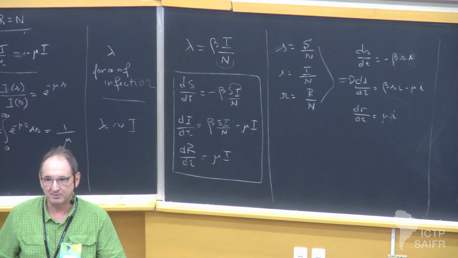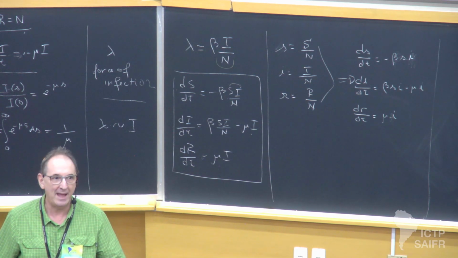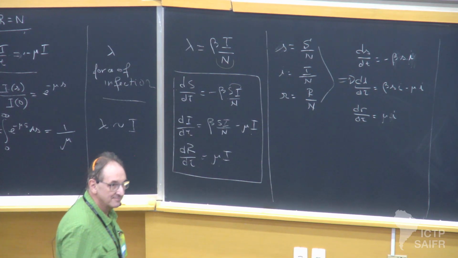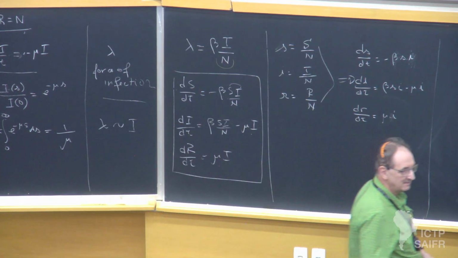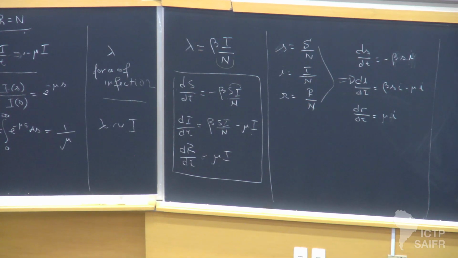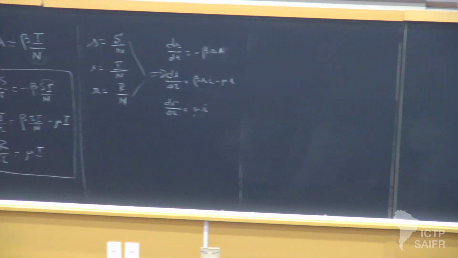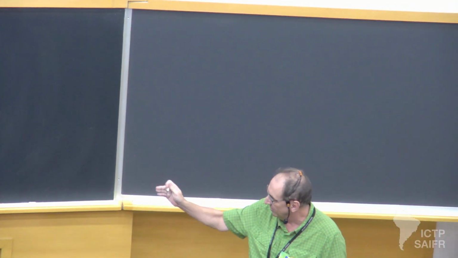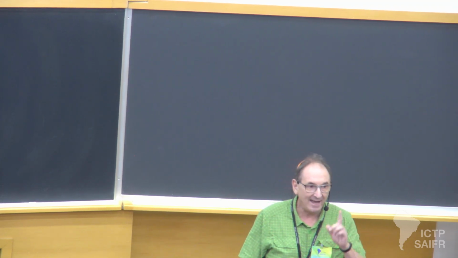Which of these variables can you measure from epidemiological data? Beta, no. Beta is difficult. Which of them is S, I, or R? Which one? I. You think it's I. So I, what is I?